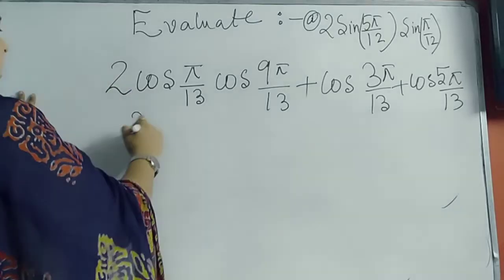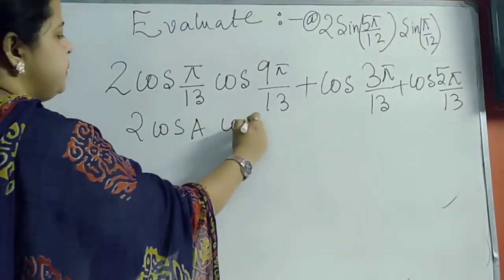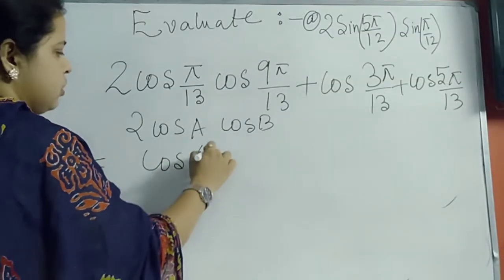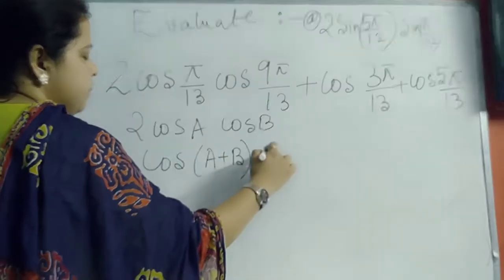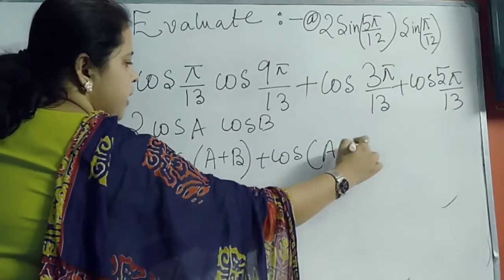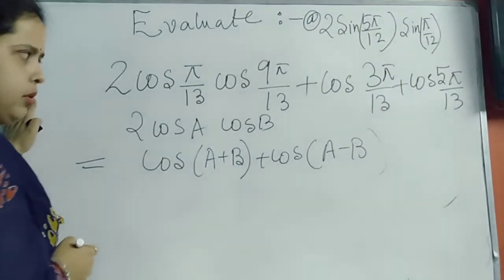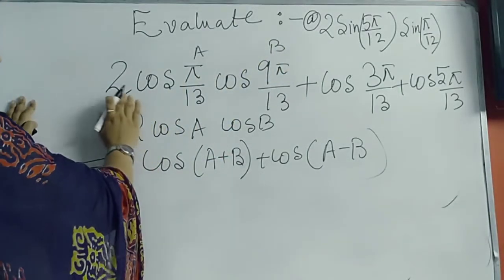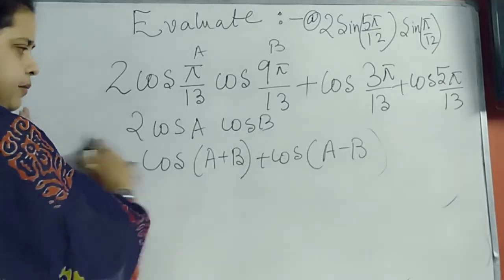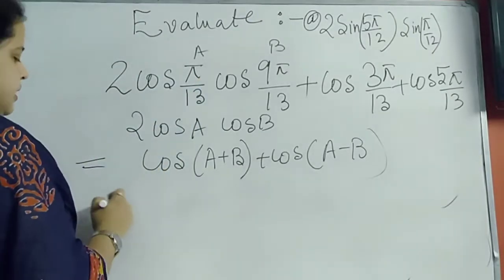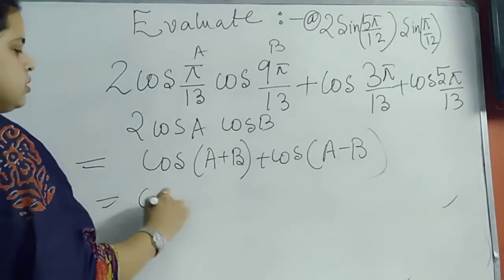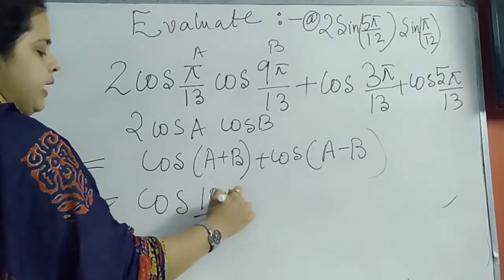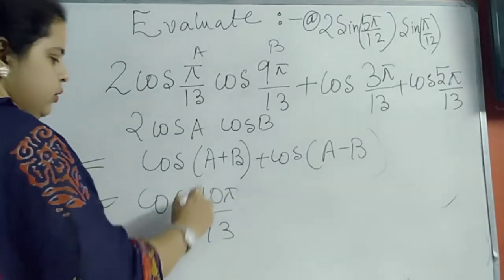So 2 cos A cos B. Now again recall the formula please. It is cos of A plus B plus cos of A minus B. Am I clear, all of you? Now this is angle A, this is angle B. So I am writing 2 cos, this is cos of pi by 13 plus 9 pi by 13. Directly I am writing 10 pi by 13. I hope it is clear to all of you.